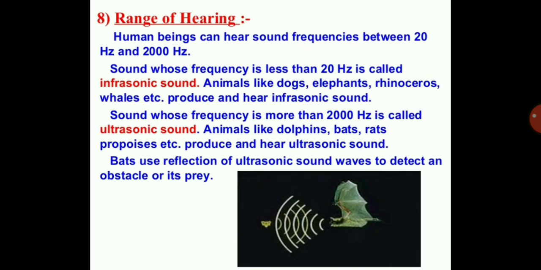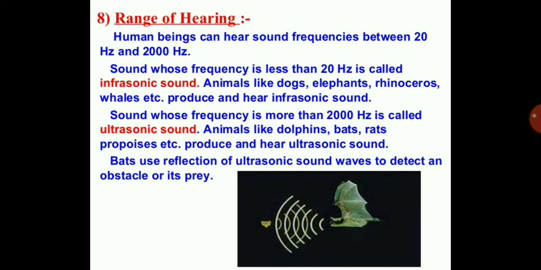Now, the range of hearing. Human beings can hear sound frequencies between 20 hertz to 20,000 hertz, okay. I think there's a typing mistake. It is 20,000 hertz, okay. The sound whose frequency is less than 20 hertz is called infrasonic sound. Animals like dogs, elephants, rhinos, whales produce and hear infrasonic sound. And sound whose frequency is more than 20,000 hertz is called ultrasonic sound. Animals like dolphins, bats, rats, porpoises produce and hear ultrasonic sound.